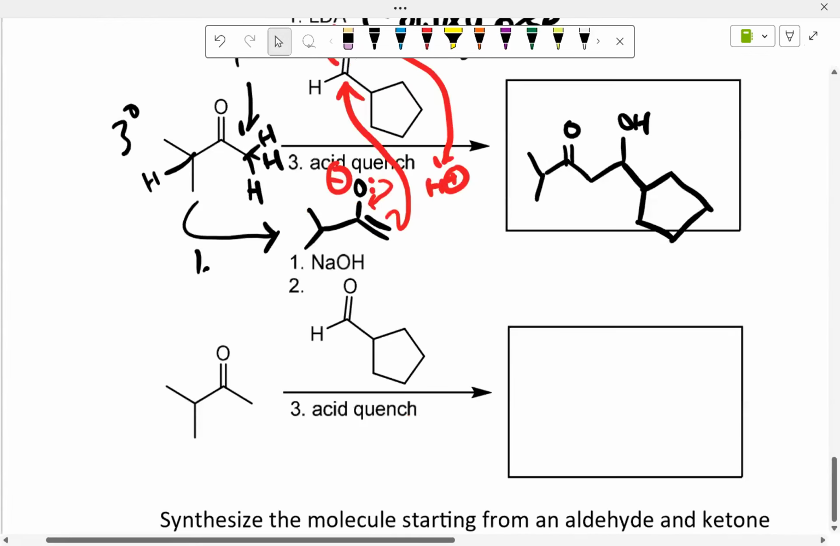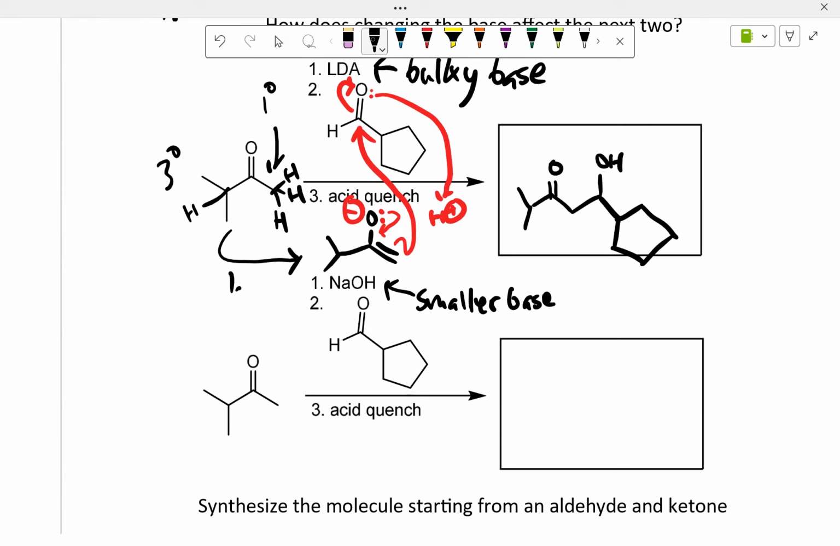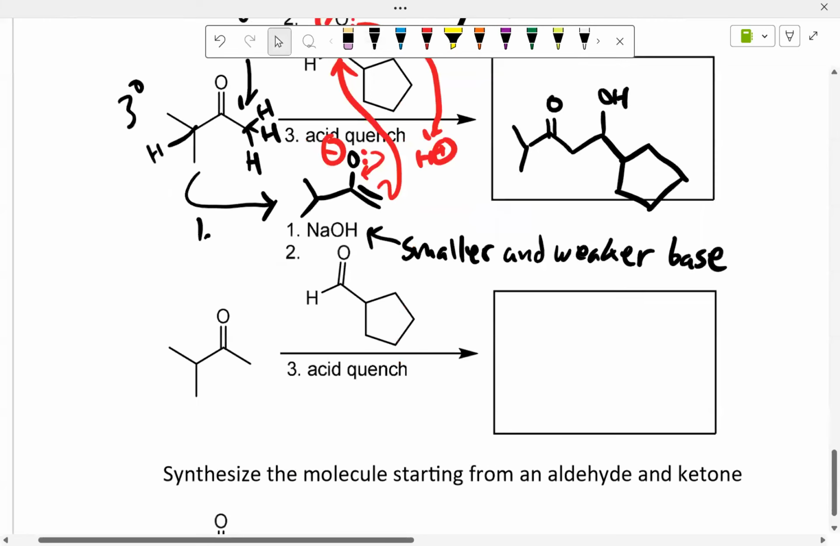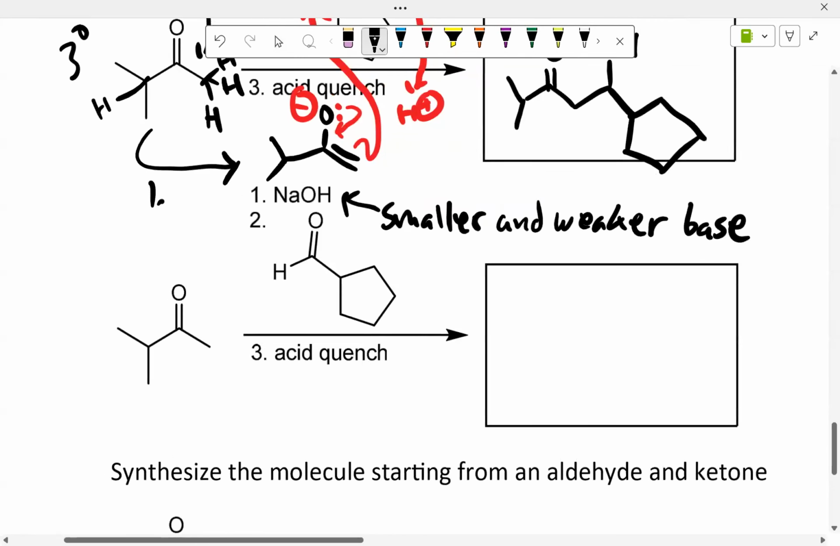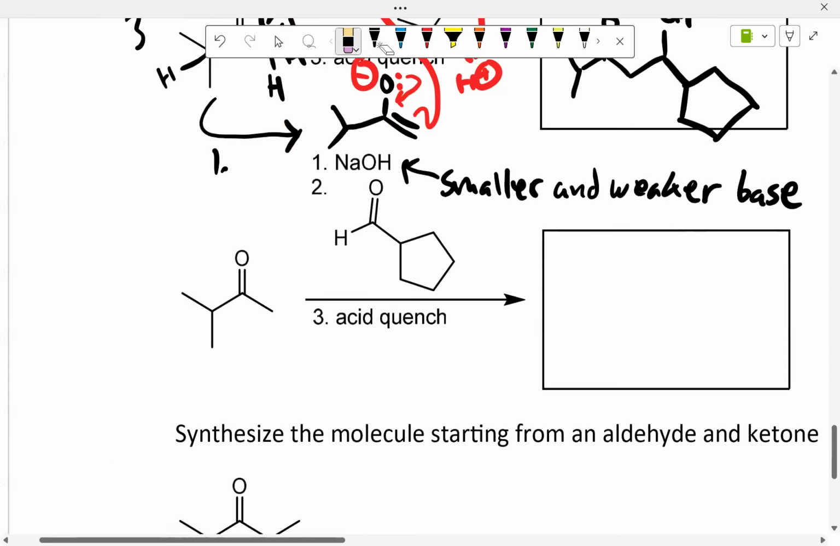It's the exact same reaction, except instead of a bulky base, we're using a smaller base. And we're also using a weaker base. So we're using a smaller and weaker base. The small part is important for sterics. The weaker part is important in terms of equilibrium, in that it's more stable. The resulting enolate.